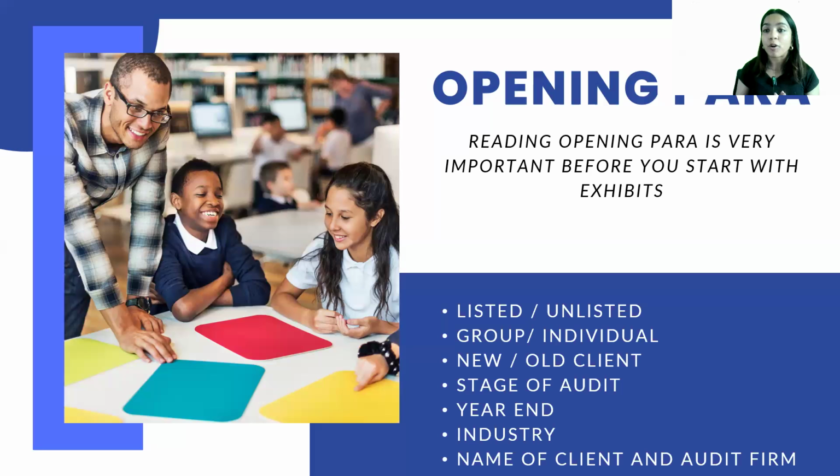First of all, that particular paragraph will tell you whether the company is listed or unlisted. Are you going to get a question about a group company or an individual company? Whether it will be a new client or an old client. Sometimes it is given in the opening paragraph and sometimes it is given in your partner's email. So make sure that you read the opening paragraph in order to understand at what stage of audit you are. You are in the completion stage or you are in the planning stage. Okay, you will get all this information in the opening paragraph.